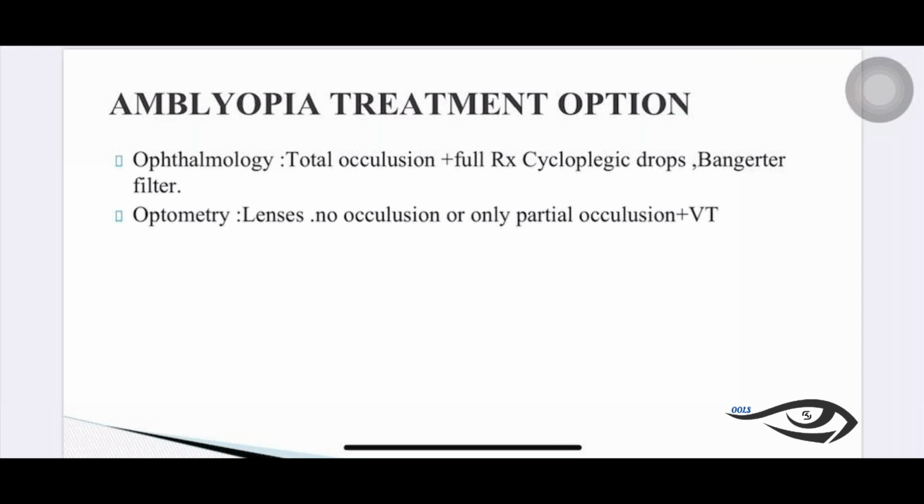If you see the ophthalmological literature, they always use total occlusion, full prescription, or they are using some cycloplegic drops or Bangerter filter. But if you see the optometric studies, people are using some lenses, or sometimes there won't be any type of patching, or no occlusion, or only partial occlusion, and then they are using vision therapy.